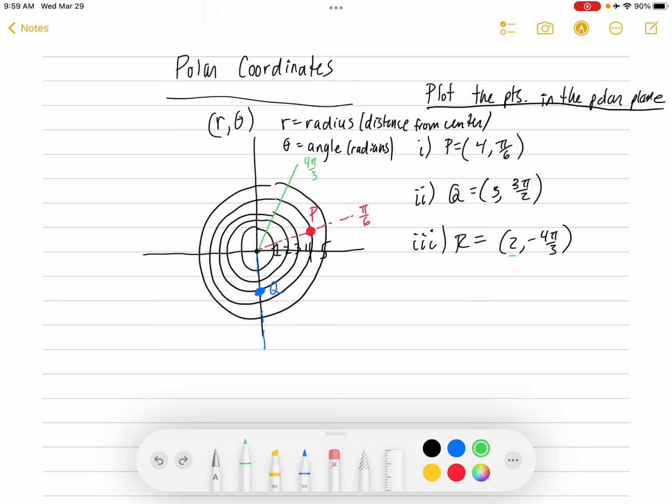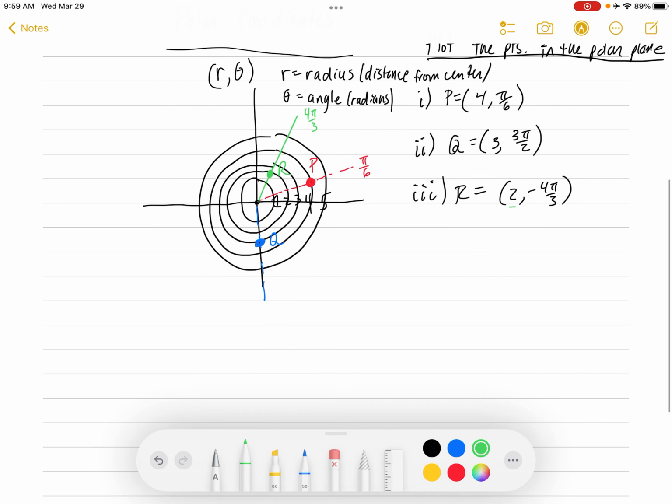And we're going out a radius of 2, or a distance of 2 here, right? 1, 2, so I'm right here. So that is my point. What point is that? That is my point R. So R is that green point right there. Okay, let's do S.